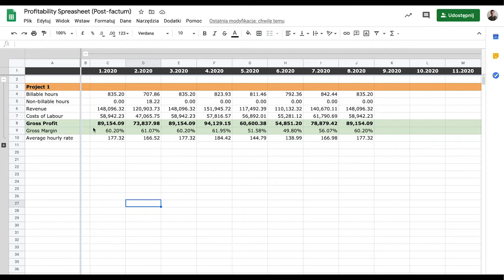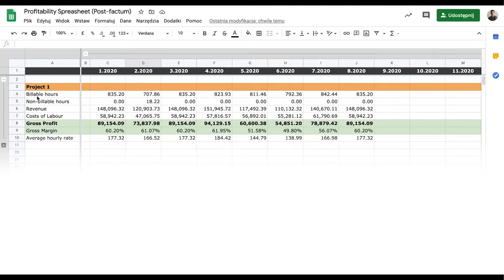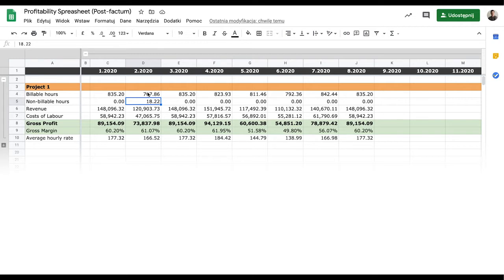Let's look at the individual rows. First one is billable hours. So what I do here is I export the total number of billable hours worked by my team on the project in a given month, and I export that from my time tracking software. I can also make a note of non-billable hours. For example, in our case, these would be the hours spent on things like account management or admin around the project. And the next row is the revenue.